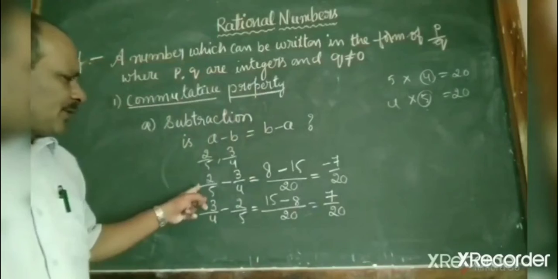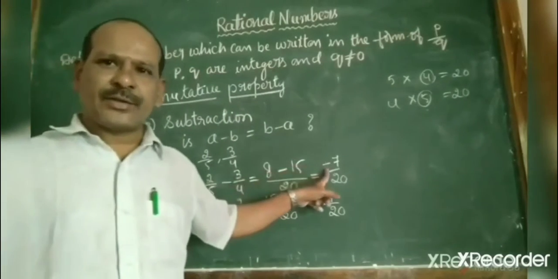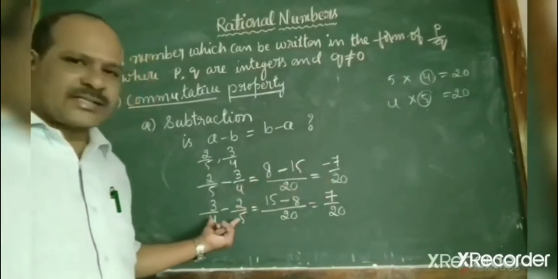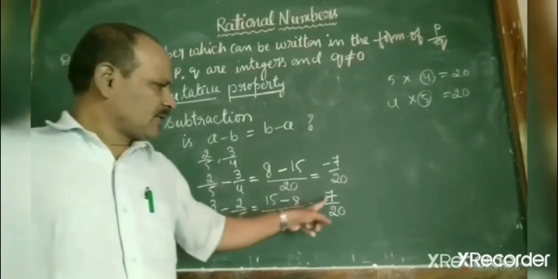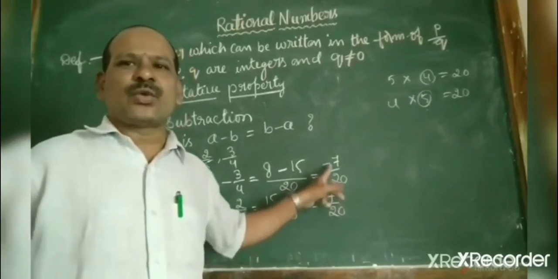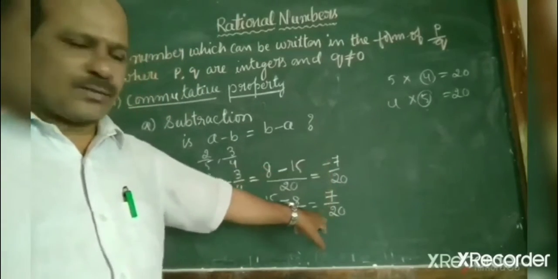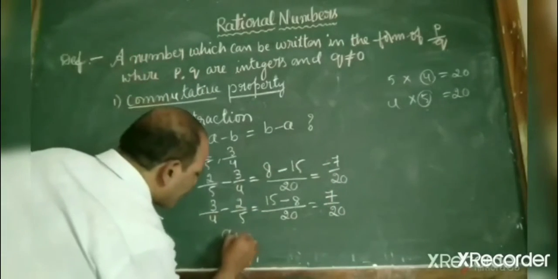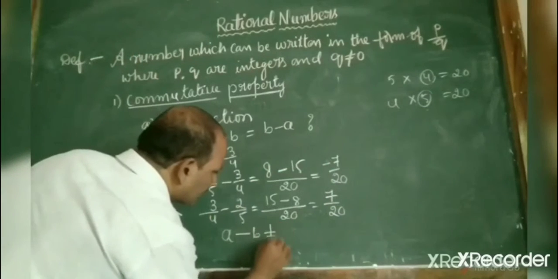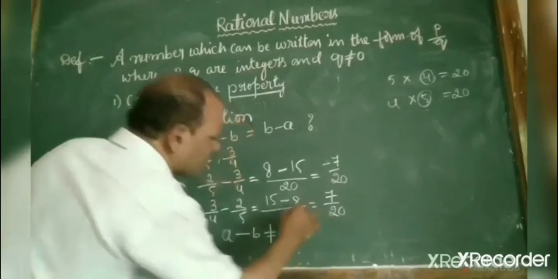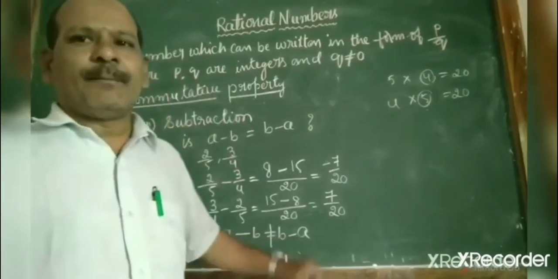See, when I am doing A minus B, I am getting the answer minus 7 by 20. When I am reversing and doing the subtraction, I get 7 by 20. These two answers are different from each other. The first one is negative, the second one is positive. So A minus B is not equal to B minus A.